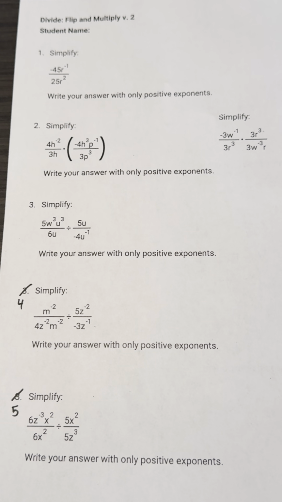So, simplifying. The first three are just basic. So what is negative 45 over 25? Reduce. Negative 9 over 5.